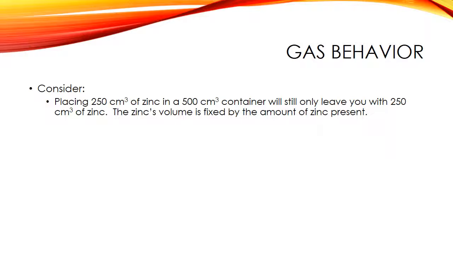Another consideration. Say I had 250 centimeters cubed, that would be the same thing as 250 milliliters of zinc, and I put that in a 500 centimeter cube container. You're still only going to have 250 centimeters cubed of zinc. That zinc is still going to occupy the same volume. It's fixed by the amount of zinc that you have, by its mass.